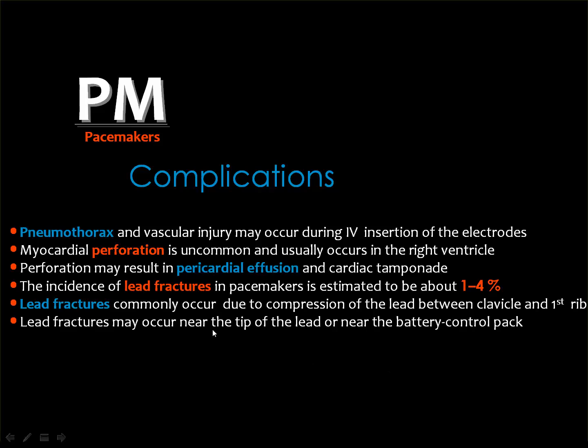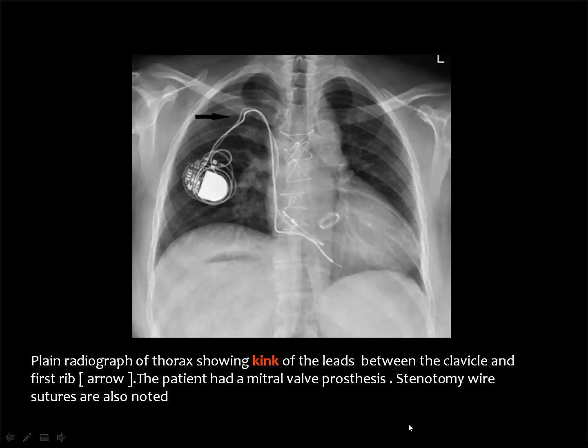Sometimes the lead is fractured, and the rate of this complication is up to 4%. Lead fracture commonly occurs due to compression of the lead between the clavicle and the first rib. And this is just an example of a kink of the lead at the mentioned area between the rib and the clavicle.